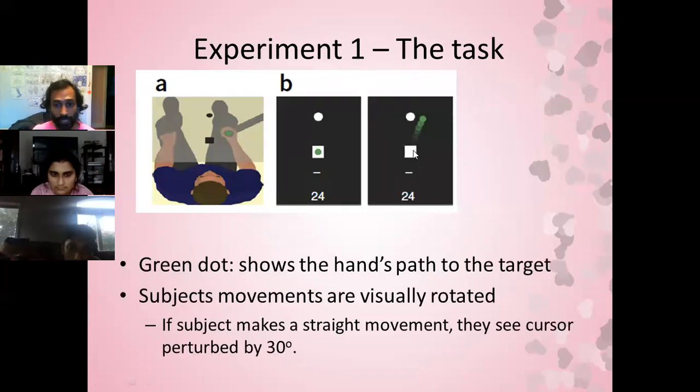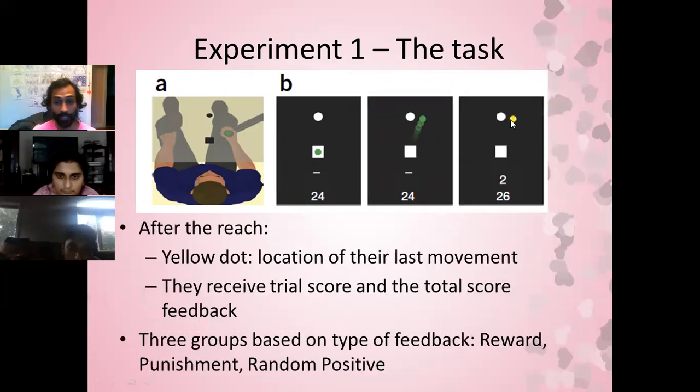And then what you see is, as you try to move, in this case, there's a 30-degree rotation. So when the person moves straight, the cursor goes off 30 degrees and the person sees it. They're like, whoa, it went off 30 degrees. And then at the end they get a yellow dot that says, look, you landed here, you made a mistake, and you fix yourself. So that's the information they get.